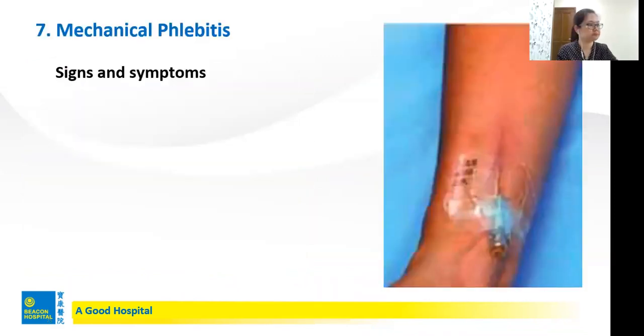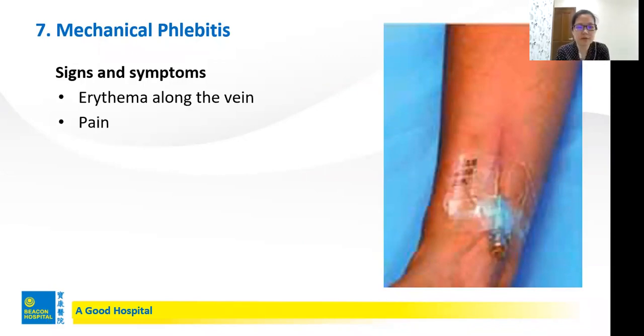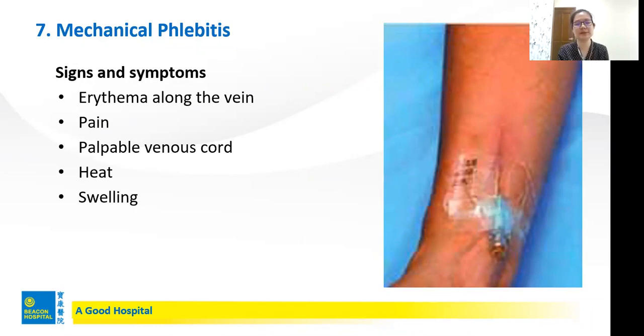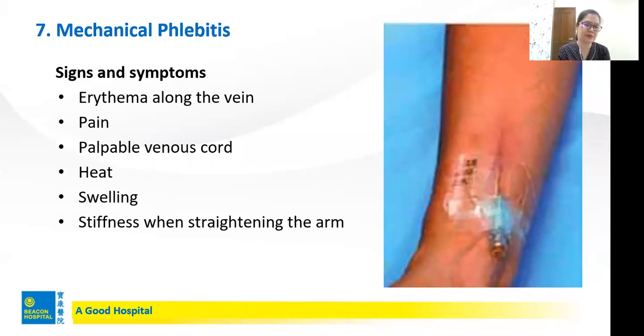Lastly, 5 more minutes, mechanical phlebitis. I think this is very common, and you can observe erythema along the vein, pain, palpable venous cord, heat, all the inflammation signs and symptoms like swelling, and stiffness when stretching the arm.